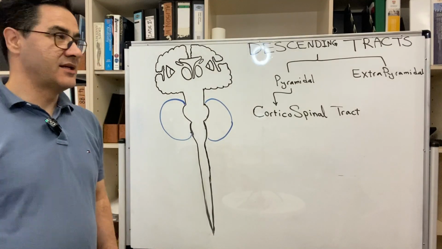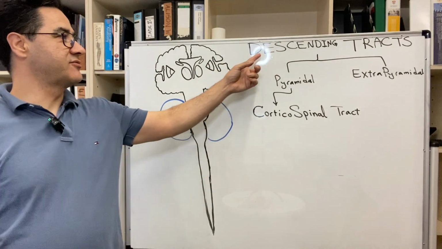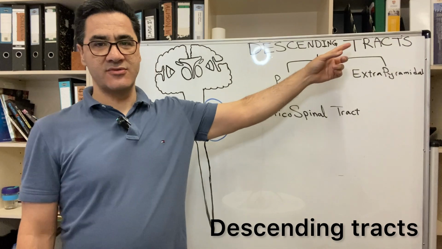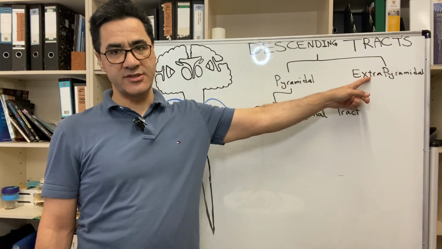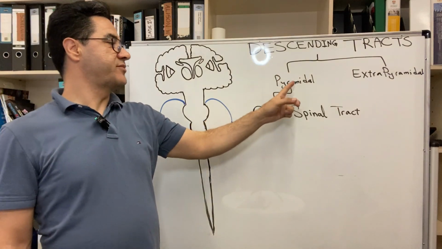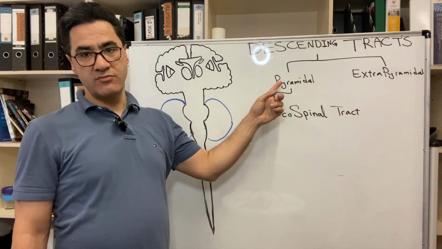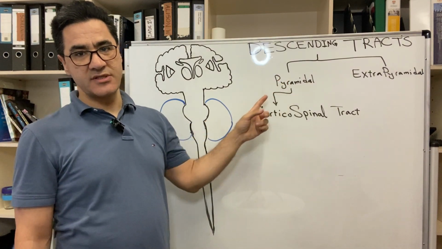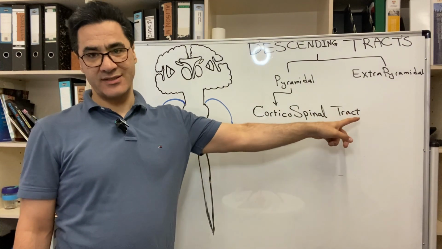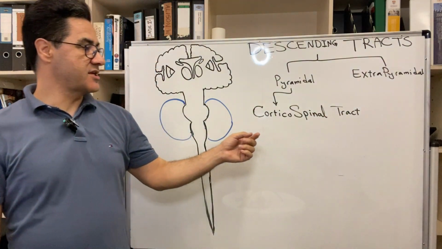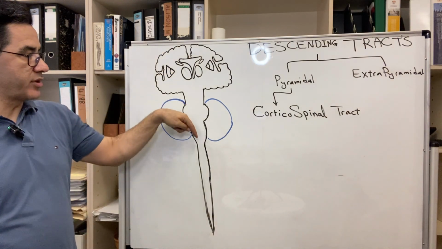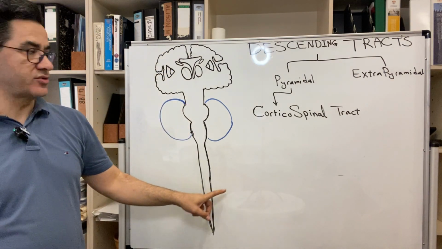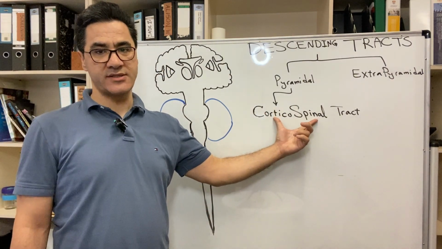Hi everybody. As you see here, last session I showed you descending tracts, including pyramidal and extrapyramidal tracts. In my previous video I showed you one of the most important pyramidal tracts, which is known as the corticospinal tract. As its name suggests, it starts at the level of the cortex of the brain and it crosses the brainstem to get into the spinal cord. That's why it's called corticospinal tract.